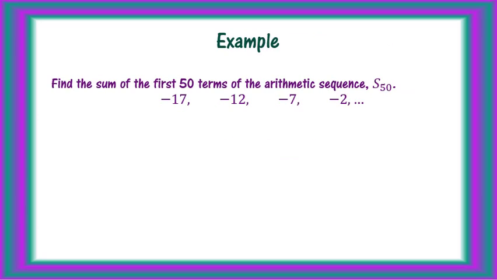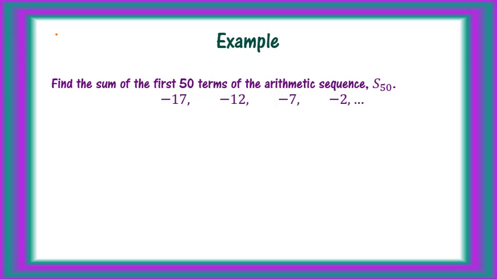Find the sum of the first 50 terms of the arithmetic sequence, S sub 50. Now here, we're only given the first 4 terms. How in the world can we find the summation of the first 50 terms if we don't even know what the actual terms are? We're going to use some of the tools that we've been learning throughout this video.